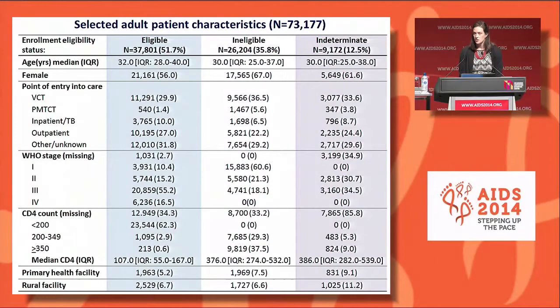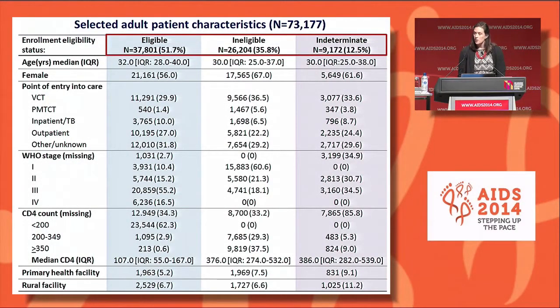with ART initiation. We included over 73,000 adult patients in our analysis, about half of whom were eligible for ART when they enrolled in care, according to Ethiopian national guidelines. About 36% were ineligible for ART when they enrolled, and 13% were indeterminate, again, meaning they lacked sufficient data at the time of enrollment to assess their ART eligibility.